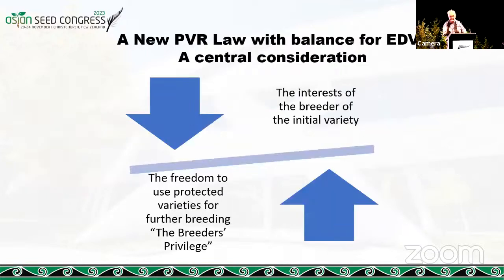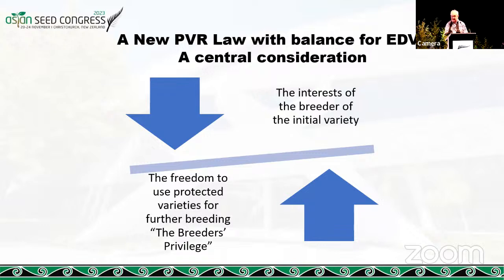One of the key things that we talked about during the policy development was around balance, because EDVs really is the concept of being fair to both parties. On the one hand, you have to protect the right to use protected varieties for breeding, often called the breeder's privilege. And that really is a cornerstone of the UPOV Convention.